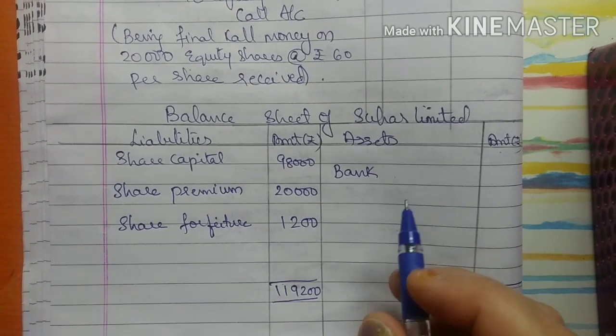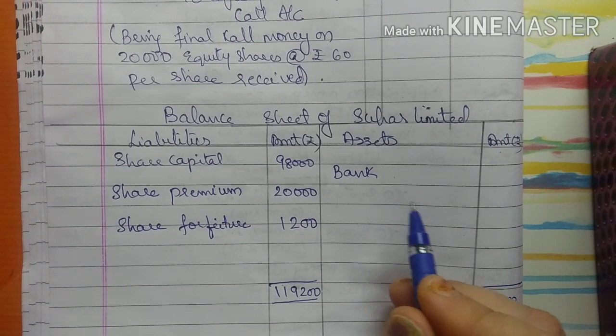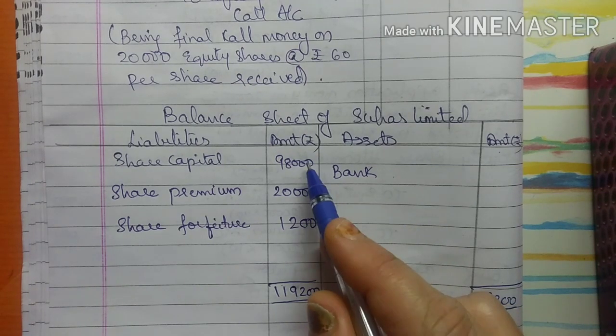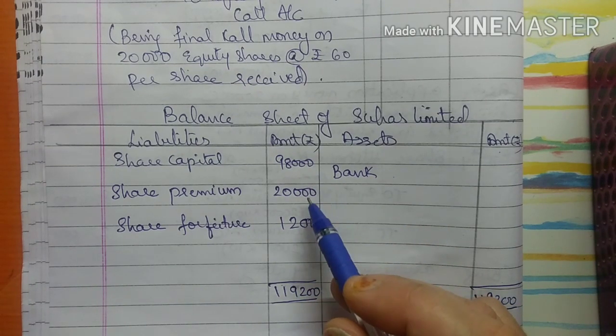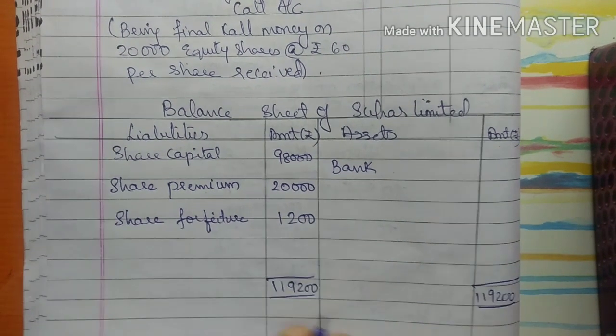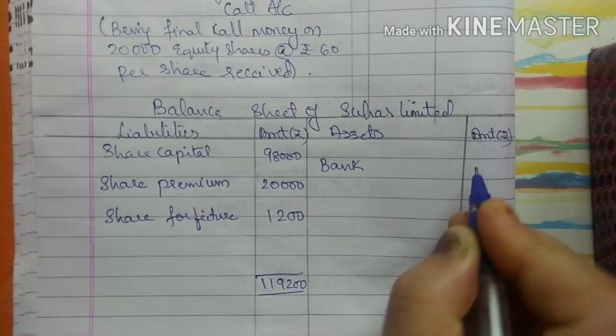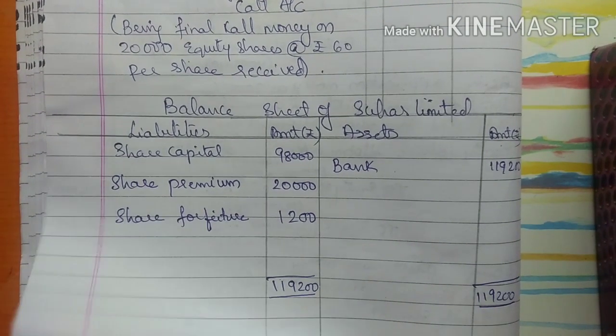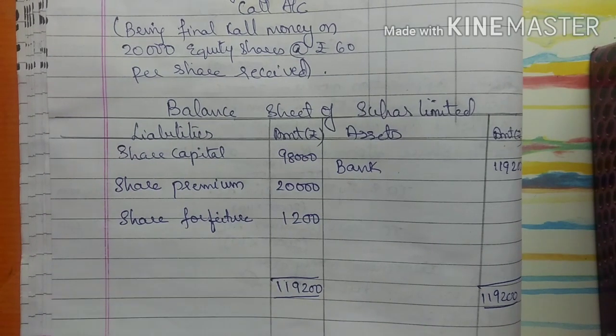1,19,200. So for finding out the bank balance, you can even prepare the ledger account and then you can find out. But clearly you can see here these are the items which have been received, right? So we can total this, and this will be 1,19,200. So in this way you have to present your balance sheet.